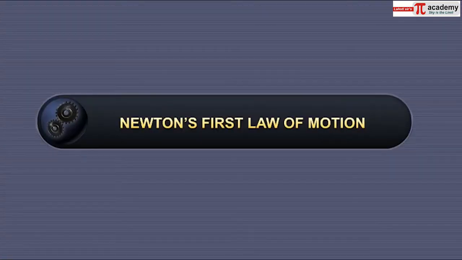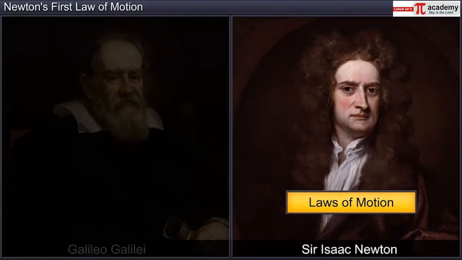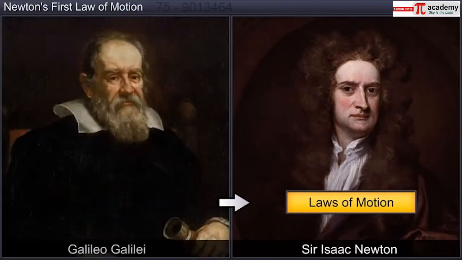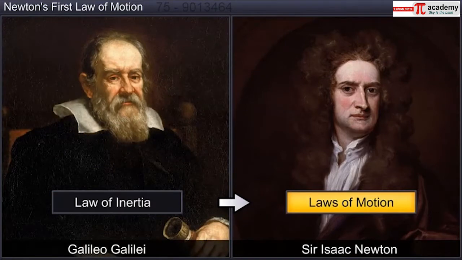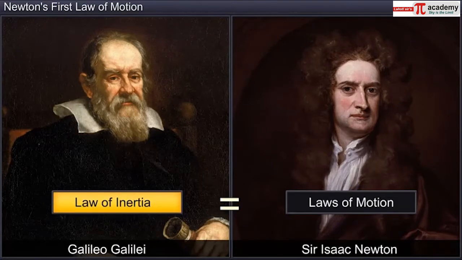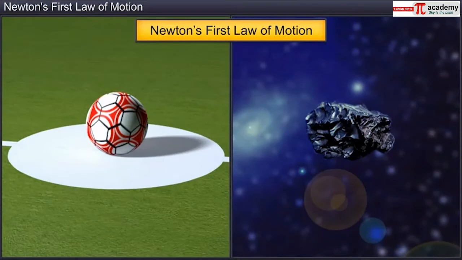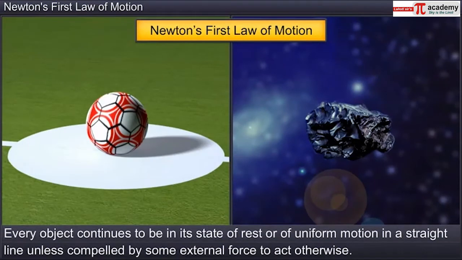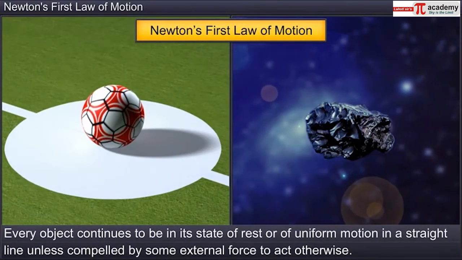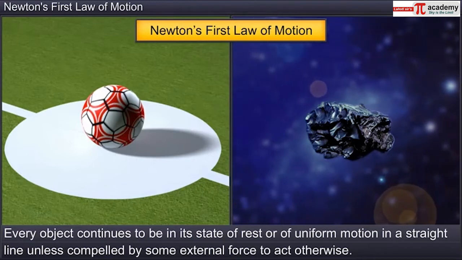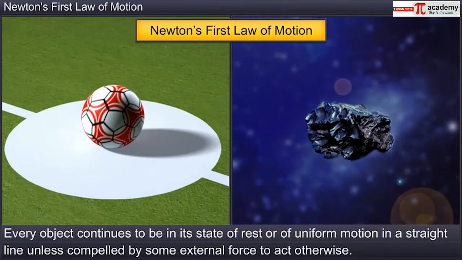In this module, you will learn about Newton's first law of motion. Newton's laws of motion have their roots in Galileo's law of inertia. In fact, Newton's first law of motion is almost the same as Galileo's law of inertia. Newton's first law of motion states that every object continues to be in its state of rest or of uniform motion in a straight line unless compelled by some external force to act otherwise.